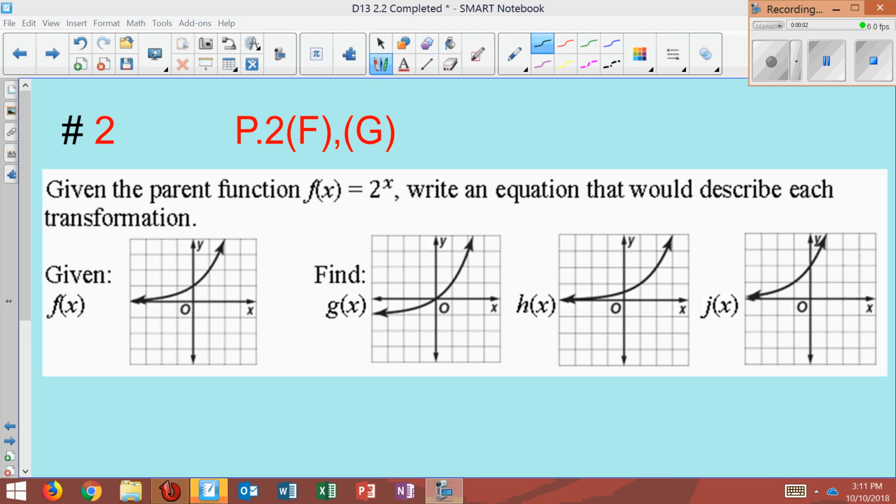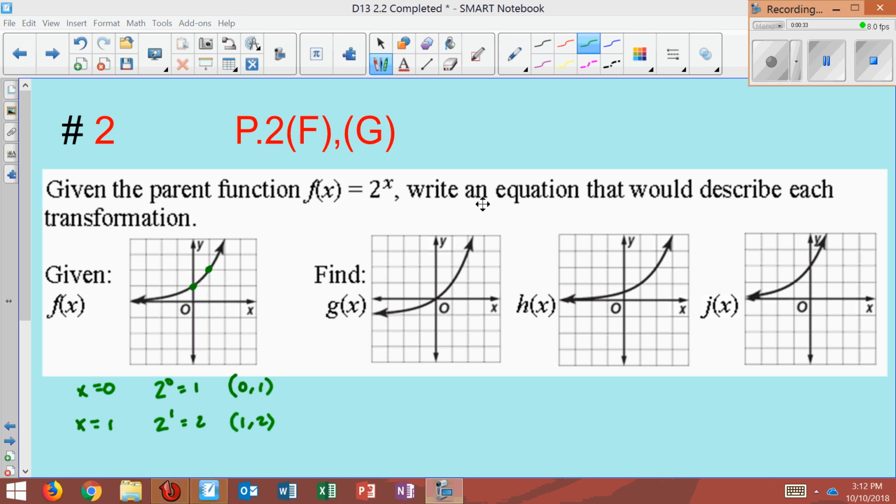Number 2, given the parent function f of x equals 2 to the power of x, write an equation that would describe each transformation. So here's f of x, and we can know this by just plugging in x values. When x equals 0, you would have 2 to the power of 0, which equals 1, which would give us the point 0, 1. And if x equaled 1, you would have 2 to the first, which is equal to 2, which means x is 1, y is 2. And you can see these points here. That's 0, 1. This is the point 1, comma 2.